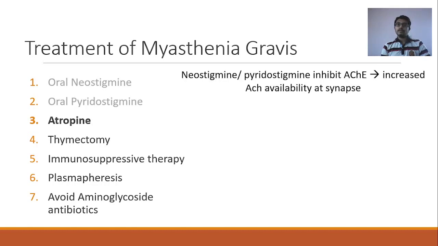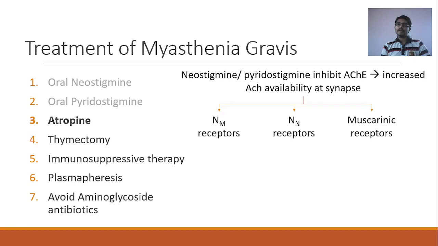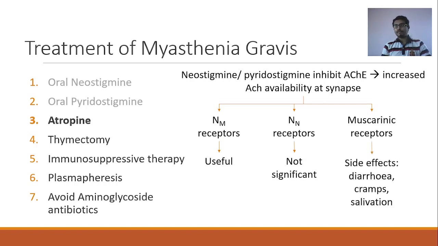Neostigmine, pyridostigmine, their action is not confined to NM receptors. After giving neostigmine, pyridostigmine, acetylcholine availability increases in all types of receptors: NM receptors, NN receptors, muscarinic receptors. Out of these, availability increased in NM receptors is desirable. It is useful for the management of this condition. Increased acetylcholine availability in NN receptors is not clinically significant. But increased acetylcholine availability in muscarinic receptors is going to produce GI side effects.